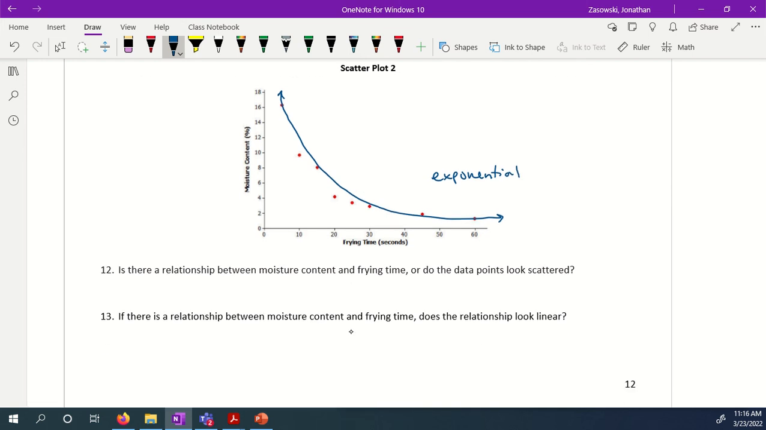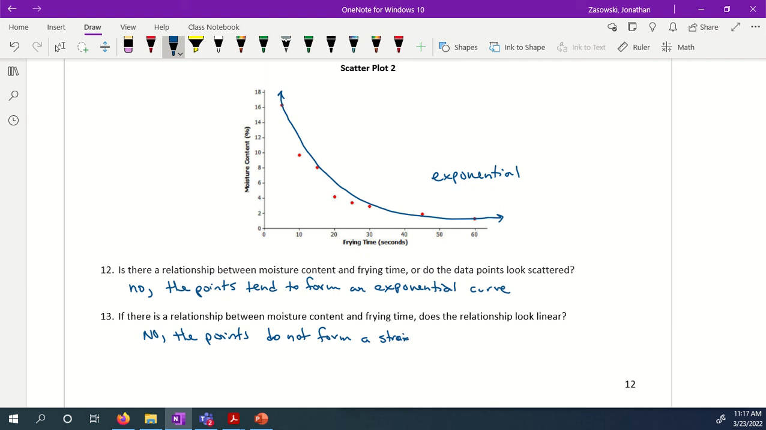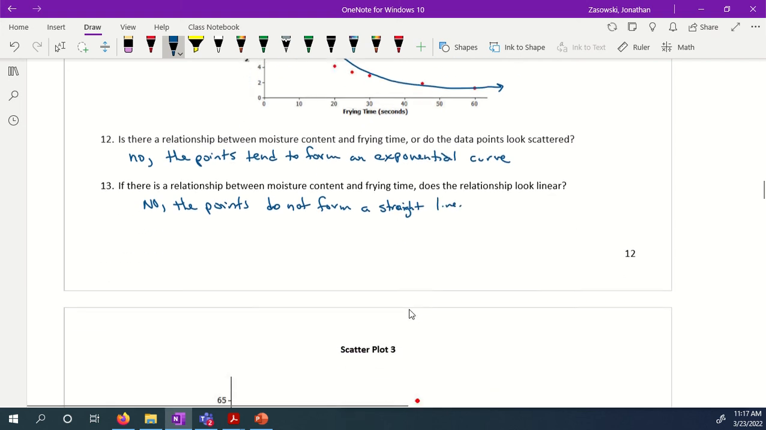So do the points look scattered? We would say kind of no. The points tend to form an exponential curve. Okay. And does it look linear? No, the points do not form a straight line. Okay? So easy enough. All right.